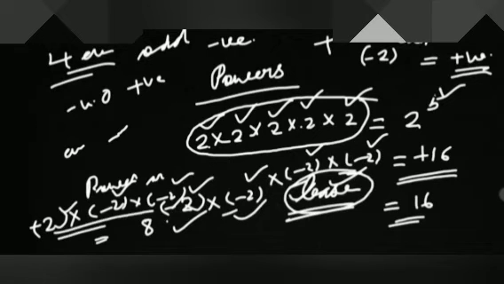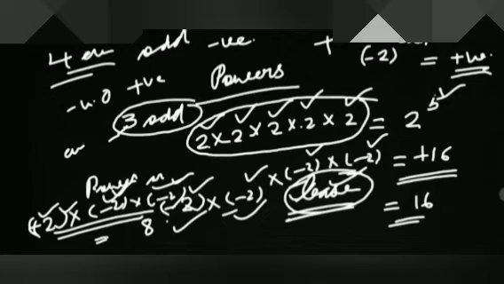Here in this product, how many minus signs are there? 1, 2, 3. 3 minus signs are there. Is 3 even or odd? Yeah, 3 is an odd number. So, if an odd number of minuses are there in the question, what would be the sign of the answer? The sign of the answer would be negative. So, minus 8, isn't it?